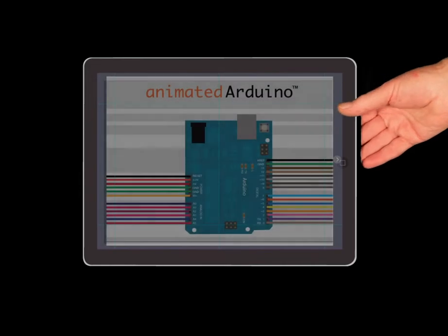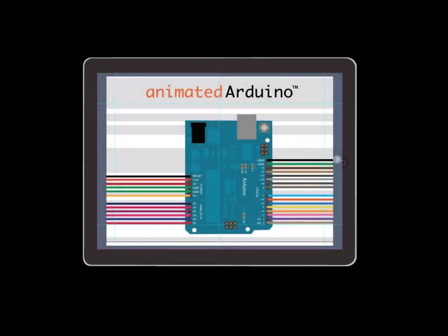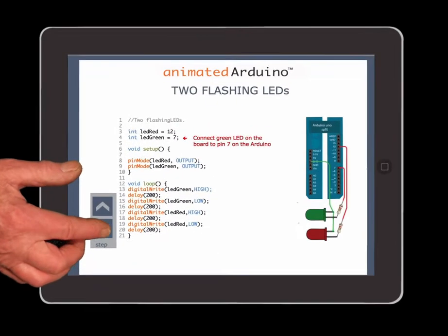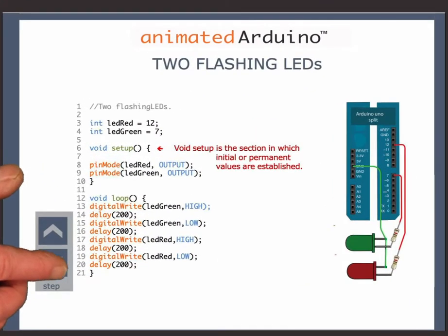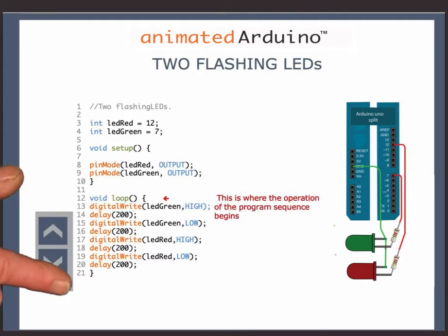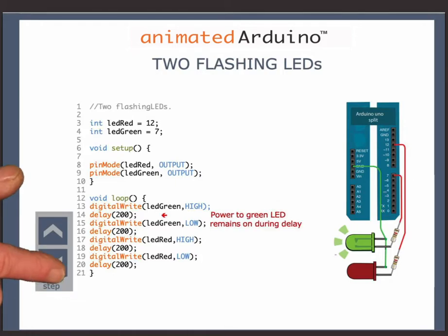Hello, I'd like to give you a preview of animated Arduino. The pages which explain program code are interactive. This means you can step through the code at your own speed. The animations of circuits on the right of the code are activated at the appropriate moment to show the effect of particular lines of code.